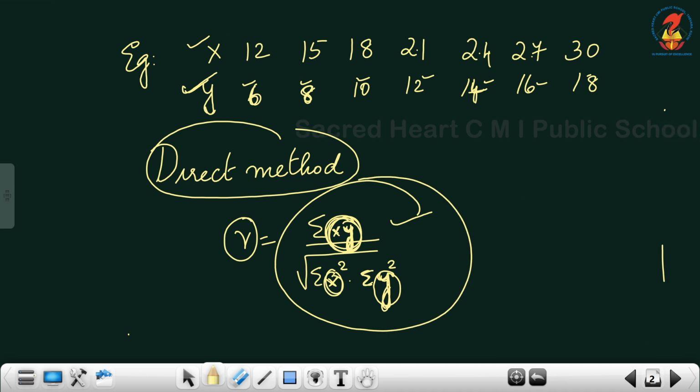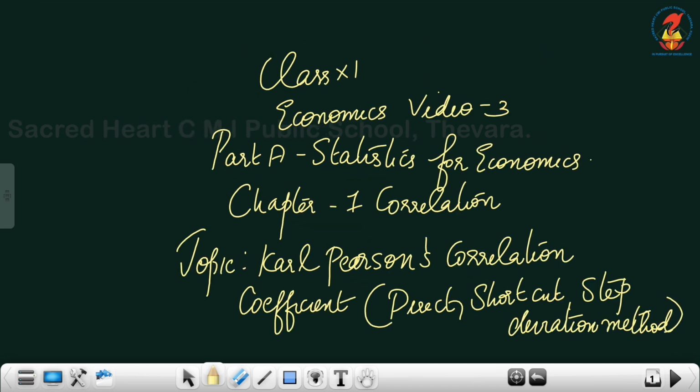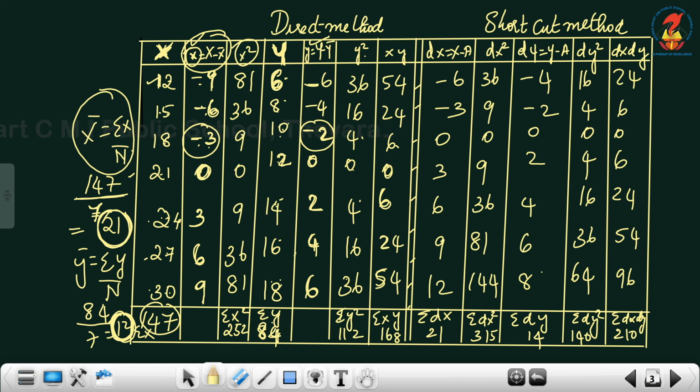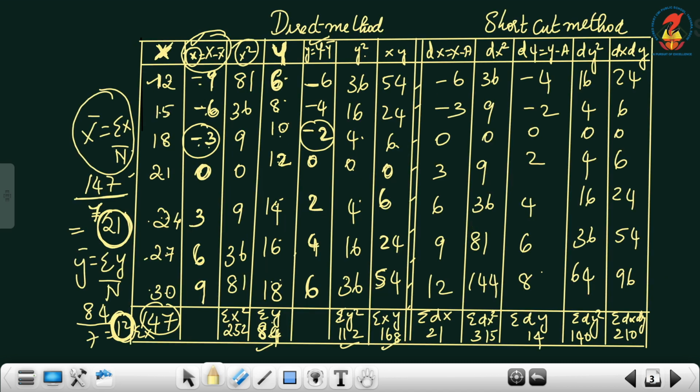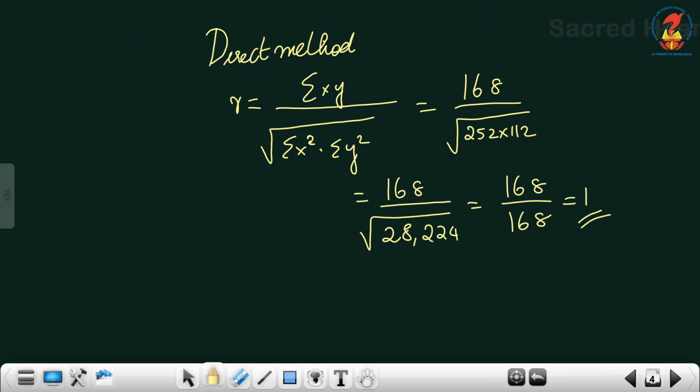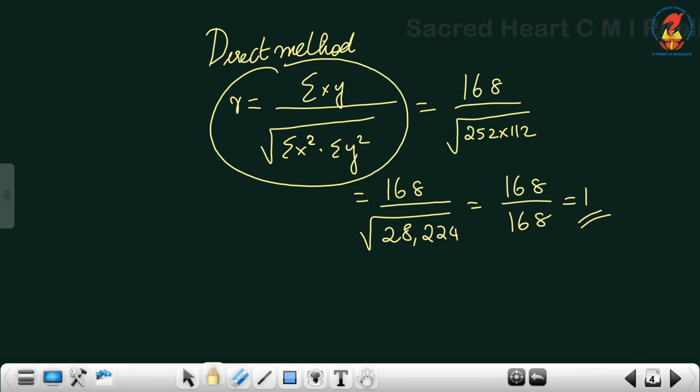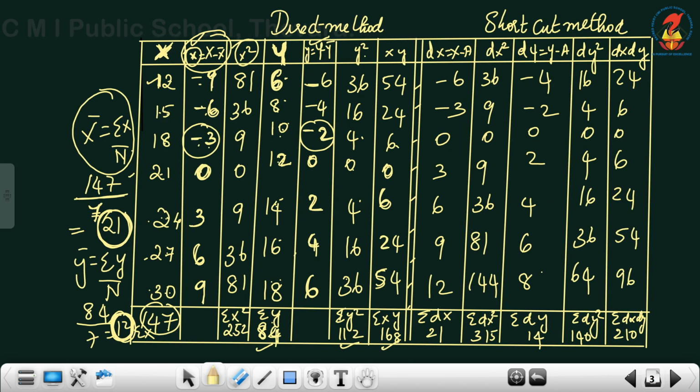So, with this we have found all the values and after that you have to find the total, sigma, of all these. Okay, I have found the total here. The total: sigma x square is 252, sigma y square is 112, sigma xy is 168. Now we are going to apply the values as per the formula. Okay, this is the formula. I have written the formula once again for you. R is equal to sigma xy by root of sigma x square into sigma y square. Now, sigma xy, you know the value is 168 as per the table, isn't it?